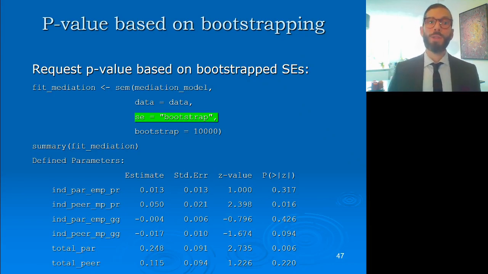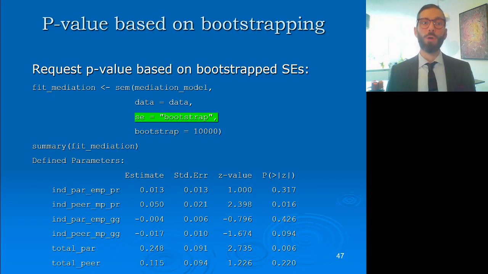So let's run this analysis with bootstrap standard errors. We add the argument SE equals bootstrap and bootstrap equals 10,000 for 10,000 samples. If we then ask for a summary of the fit model, we can get all of the output, including a table for the defined parameters. And I use the syntax that I explained earlier to define these parameters.